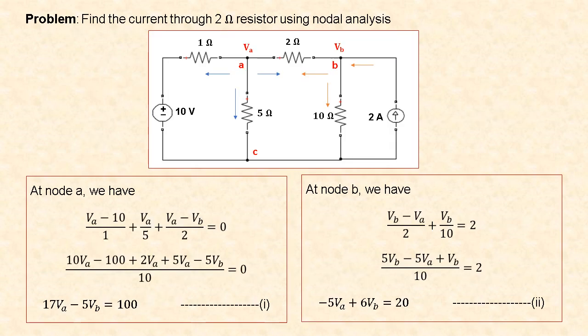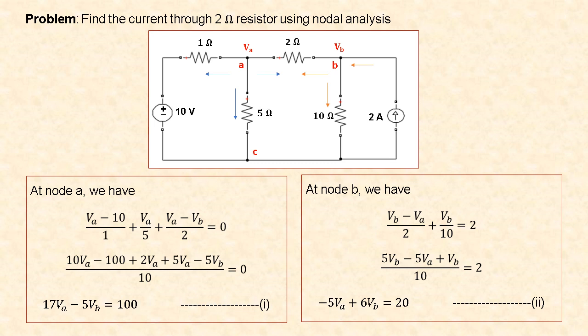Now let us solve a problem. Find the current through the 2 ohm resistor using nodal analysis. The circuit is given here. For this circuit, we have an independent voltage source of 10 volt, an independent current source of 2 amps, and resistor values 1 ohm, 5 ohm, 2 ohm and 10 ohm.